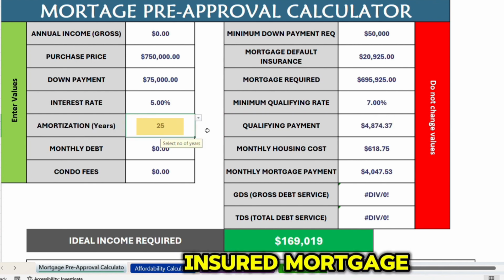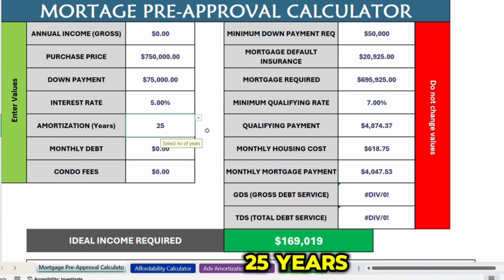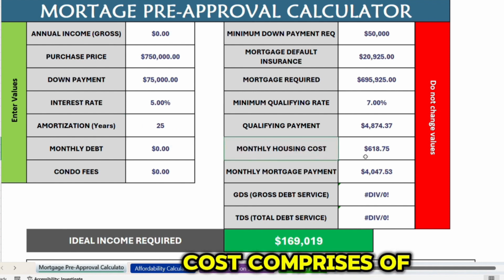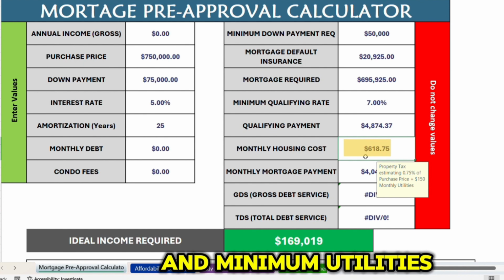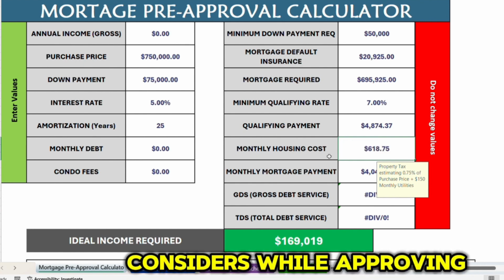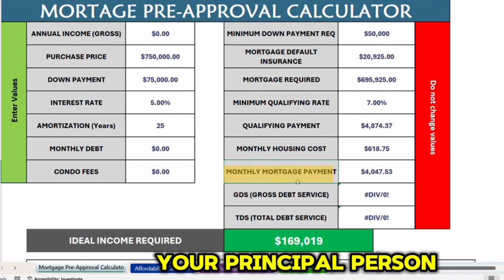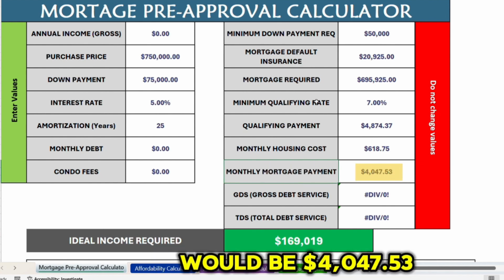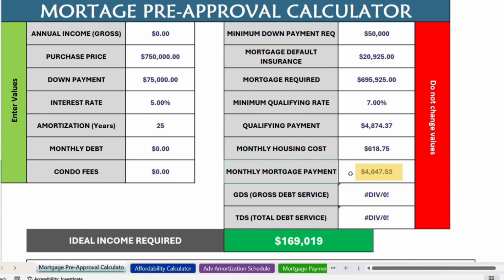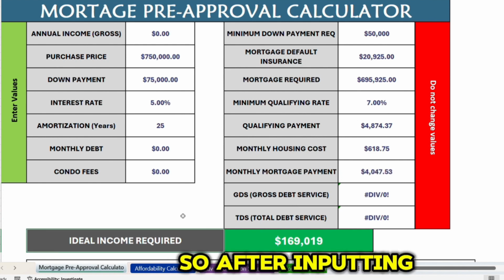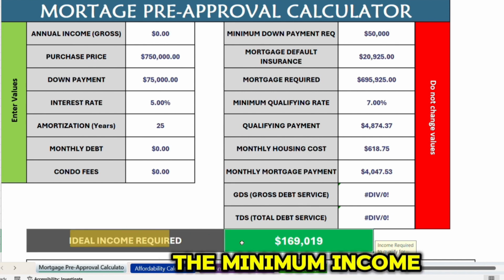And for an insured mortgage, it cannot exceed 25 years. So monthly housing cost comprises your property tax and minimum utilities, which a lender considers while approving your mortgage. And your actual mortgage payment, that is your principal plus interest payment for this mortgage, would be $4,047.53.